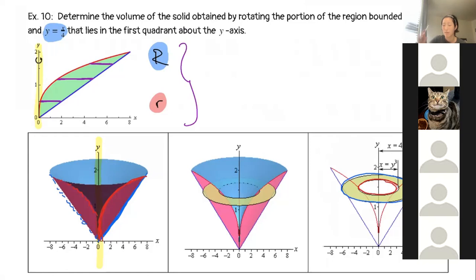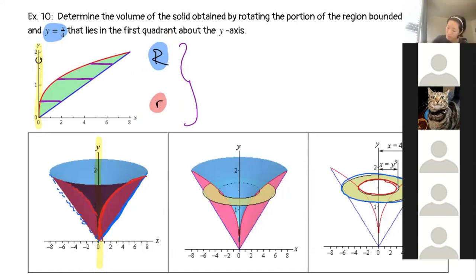Are these purple lines perpendicular to my axis of revolution? Yes, right? These purple lines are all perpendicular to that axis of revolution. Do those purple lines all touch the axis of revolution? No. Down here, it might touch the axis of revolution, but up here, that little line definitely does not touch it. And so that is another indicator that we're going to need a big radius and a little radius. Okay.